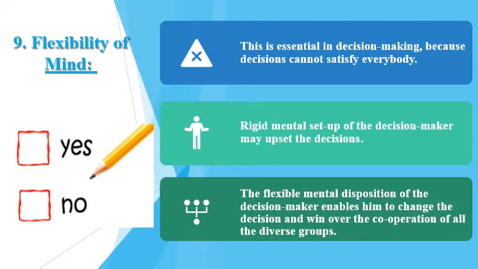Number 9. Flexibility of mind. This is essential in decision-making because decisions can't satisfy everybody. A rigid mental setup of the decision maker may upset the decisions. A flexible mental disposition enables the decision maker to change the decision and win over the cooperation of all the diverse groups.